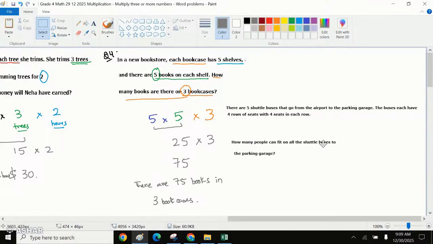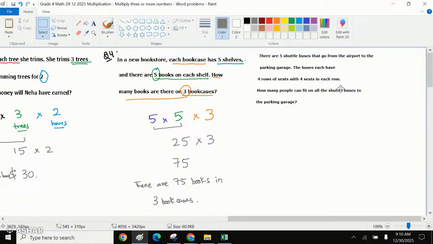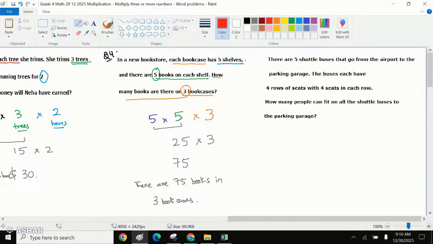Okay. The question is there. Let's redo it. Let's copy and enlarge. The question number 5 says there are 5 shuttle buses that go from the airport to the parking garage. There are 5 shuttle buses. The buses each have 4 rows with 4 seats in each row.